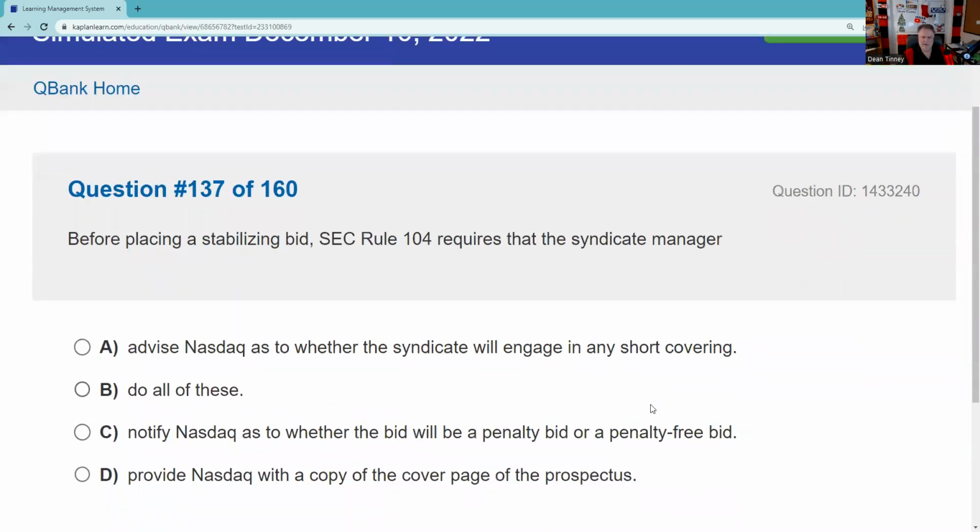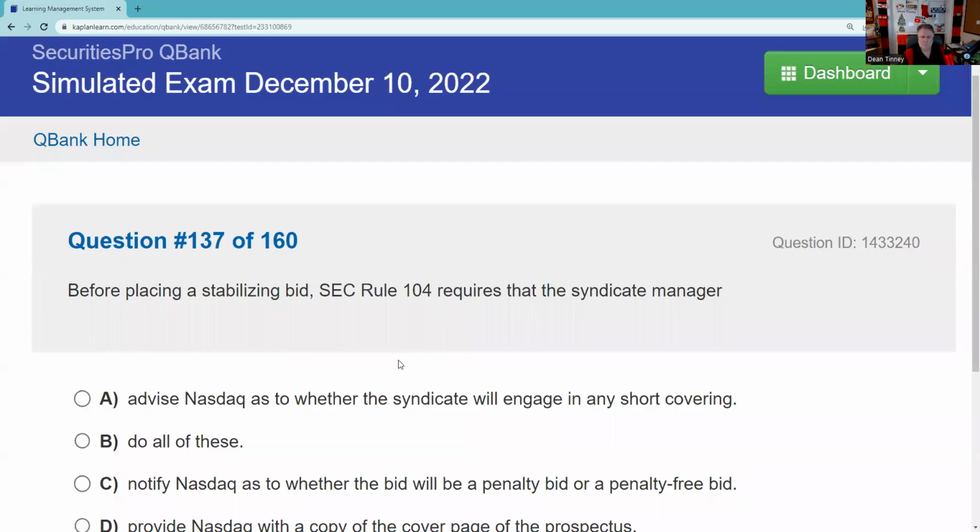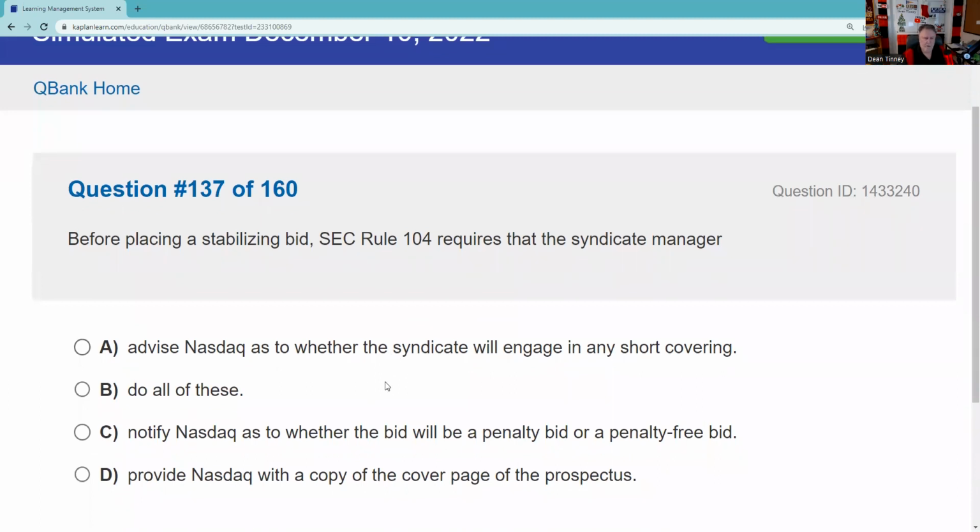137. Before placing a stabilizing bid. Stabilizing bids are very testable. As I mentioned, I hope you have a stack of 4x6 cards or a notepad next to you when doing these explications, because some of them are things you need to know, like this one.